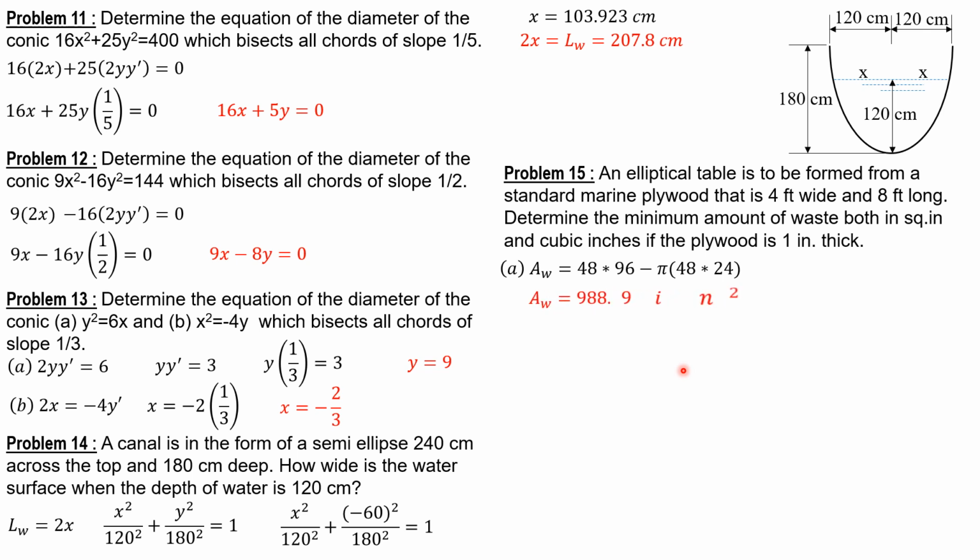So the area of the waste is 988.9 square inches, while the volume of waste is the area of waste times 1 inch thick. So 988.9 times 1 inch would be equal to 988.9 cubic inches. So, that's it for this video.